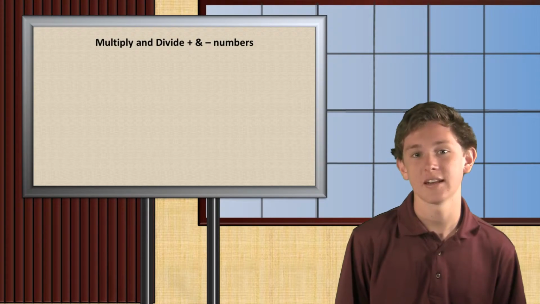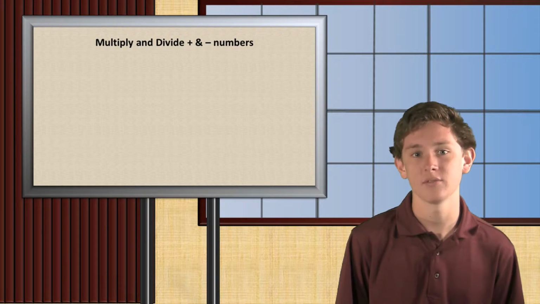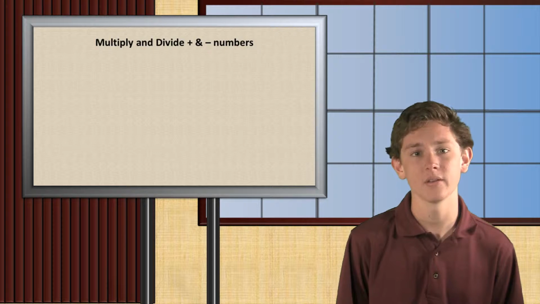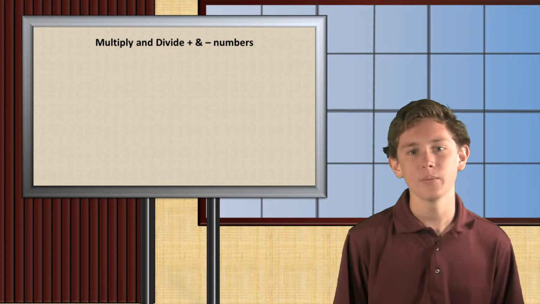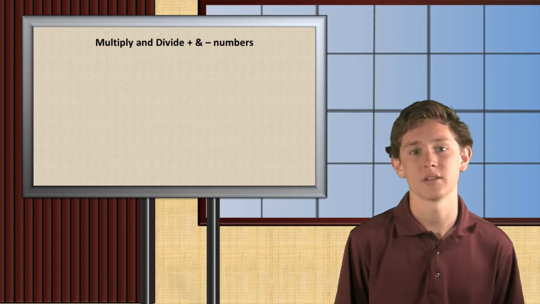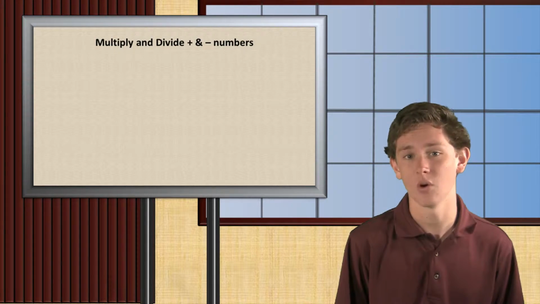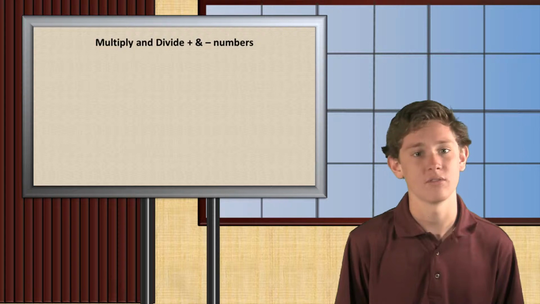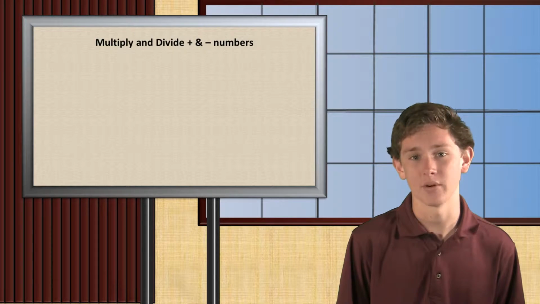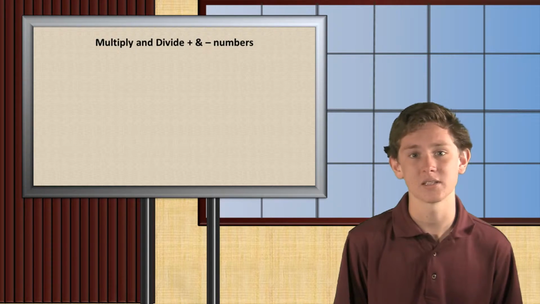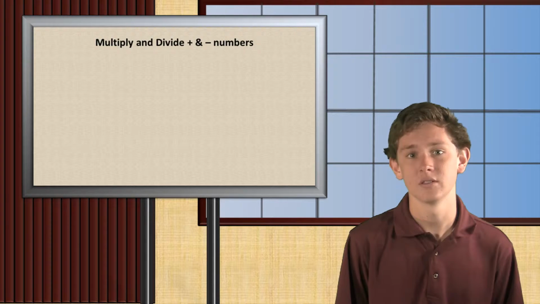Now that we understand how to add and subtract positive and negative numbers, we're ready to learn how to multiply and divide these same numbers. When we were adding and subtracting numbers, the sign of the answer was always related to the sign of the larger number. Remember, negative 7 plus 5 equals negative 2, because 7 minus 5 equals 2, and negative because 7 is larger than 5. So we use the sign of the larger number.